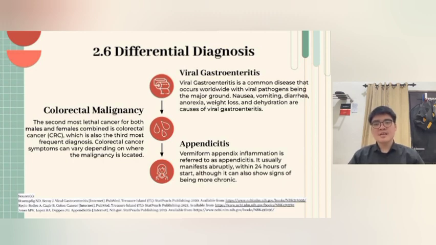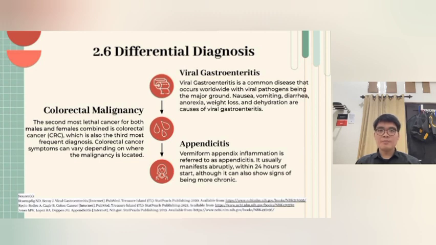Colorectal malignancy. The second most lethal cancer for both males and females combined is colorectal cancer, CRC, which is also the third most frequent diagnosis. Colorectal cancer's symptoms can vary depending on where the malignancy is located and can include modifications in bowel movements such as persistent diarrhea or constipation, appetite loss and weight reduction without a known cause, anemia, which is an exceptionally low quantity of red blood cells, and many more.